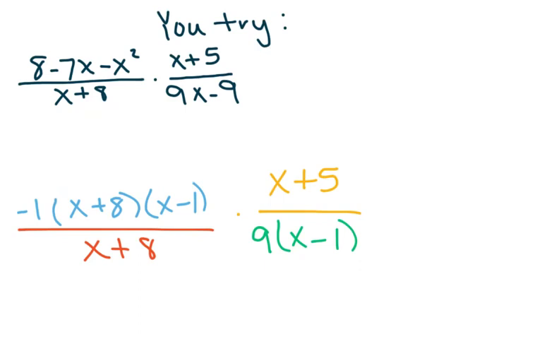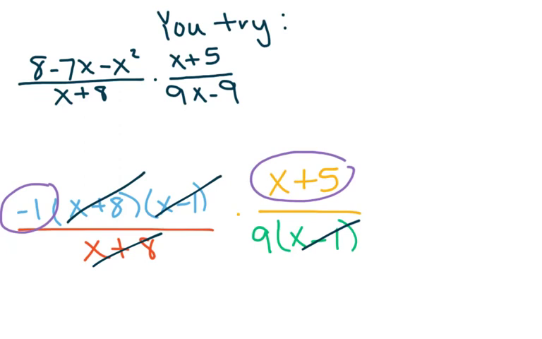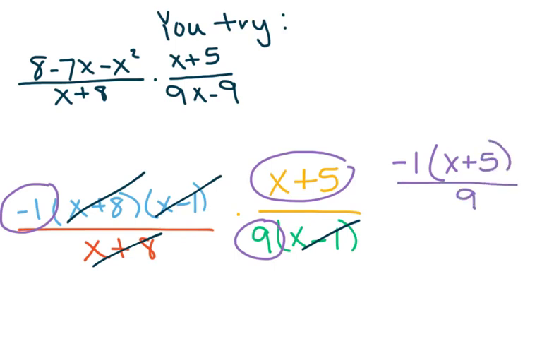Alright, so I'm going to get rid of this just so it's a little bit easier to look at. Okay, so it is completely factored now, and I'm just trying to cancel out anything I see on top and bottom. So I see an x plus 8, also see an x minus 1. I got a -1, that's important. I have an x plus 5 on top, and I have a 9 on the bottom. So negative 1 x plus 5 over 9. That's a little ugly the way it's written.